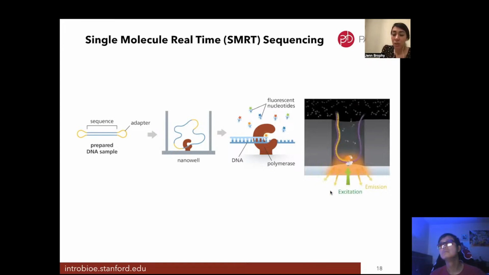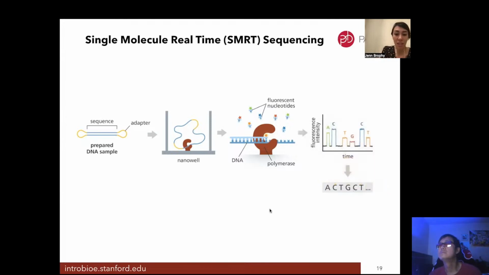Then you can use an imaging tool at the bottom of this microwell. You can shine a laser and then collect the light that's re-emitted from the fluorescent nucleotides. As they're getting incorporated into the DNA, they will be the closest to the detector and therefore give the brightest fluorescent signal. And so you can use that to figure out what the sequence of DNA is of this molecule as it's being synthesized. So this is essentially another sequencing by synthesis method.